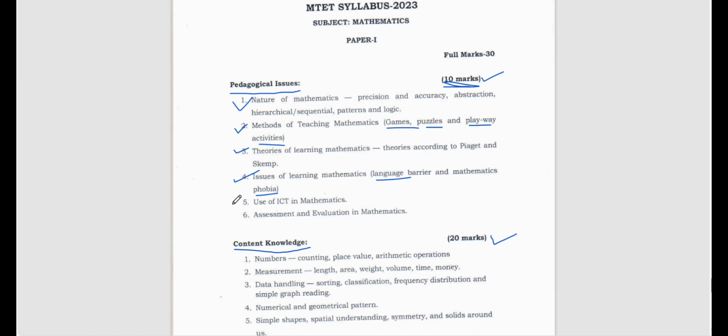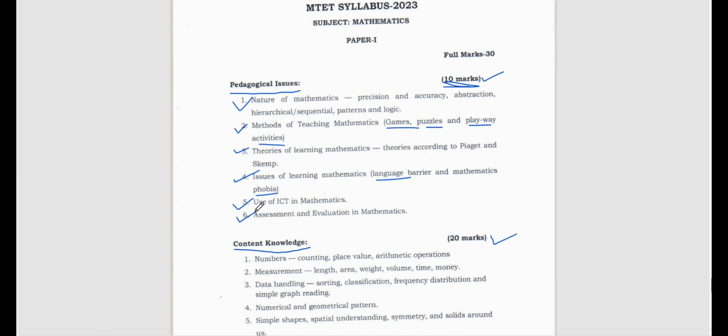So don't be afraid. Now, number 5, use of ICT in mathematics. How the use of ICT, information and communication technology, will help in the teaching and learning of maths, those things we shall study here. Then assessment and evaluation also we will study. You know that assessment can be of two types, formative assessment as well as summative assessment.